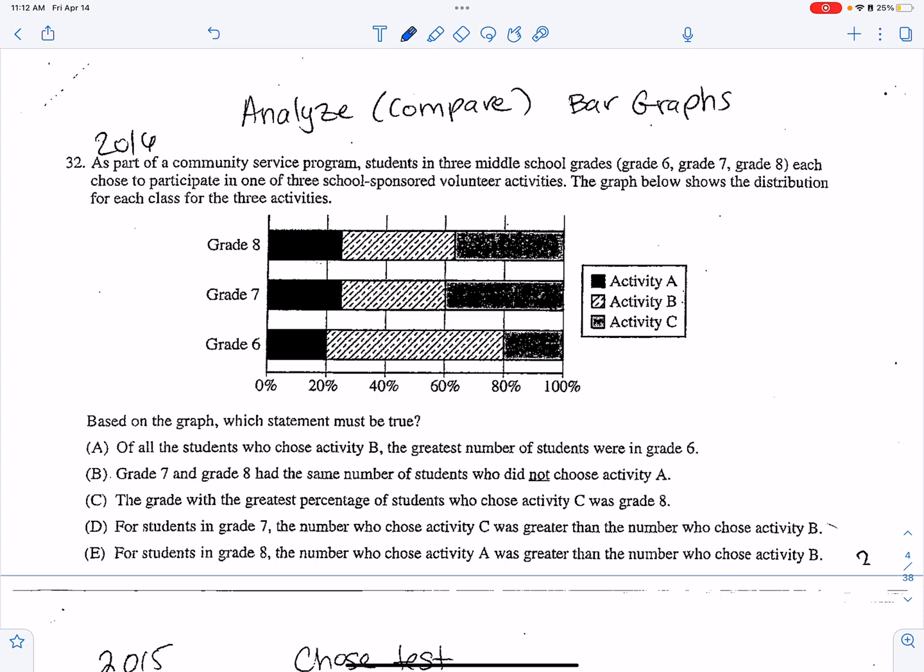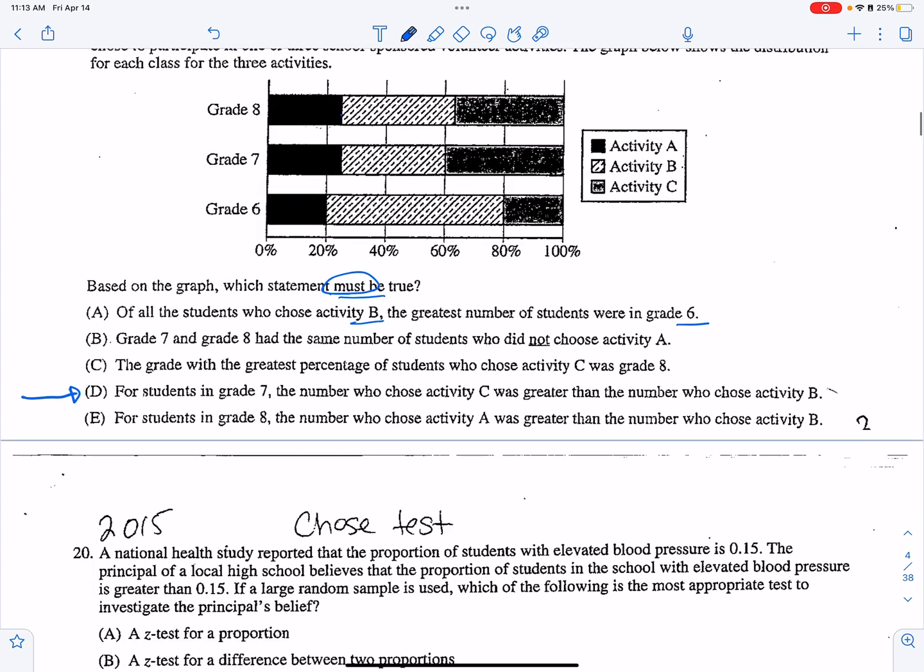So this one says which statement must be true. That's the key here: some of them could be true, but you have to look at which one must be true. This one says, of all the students who chose activity B, the greatest number of students were in grade 6. Well, I don't know, because I just have a percentage of those in 8th and of those in 7th. I don't know how many are in each of the individual ones. So that's the biggest thing on this one. Let's just jump down. The answer is D on this one, because the others are pretty straightforward.